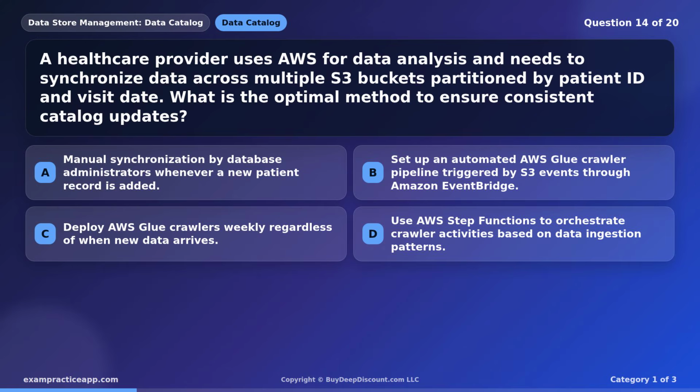Option A, a manual synchronization by database administrators whenever a new patient record is added. Option B, set up an automated AWS Glue crawler pipeline triggered by S3 events through Amazon EventBridge. Option C, deploy AWS Glue crawlers weekly regardless of when new data arrives. Option D, use AWS Step Functions to orchestrate crawler activities based on data ingestion patterns. Take a moment to choose your answer.